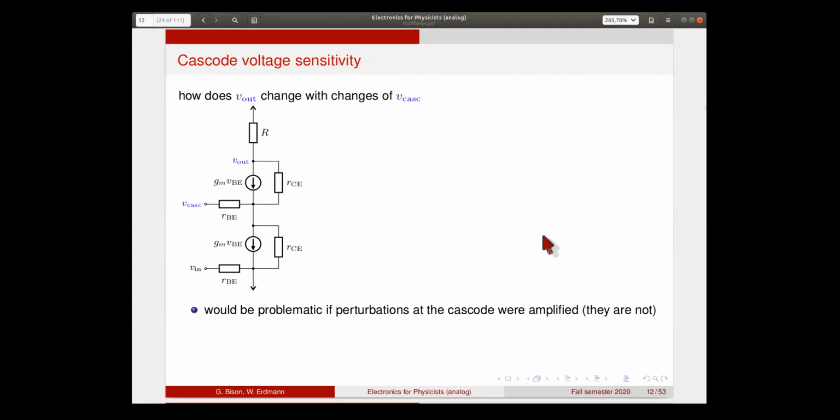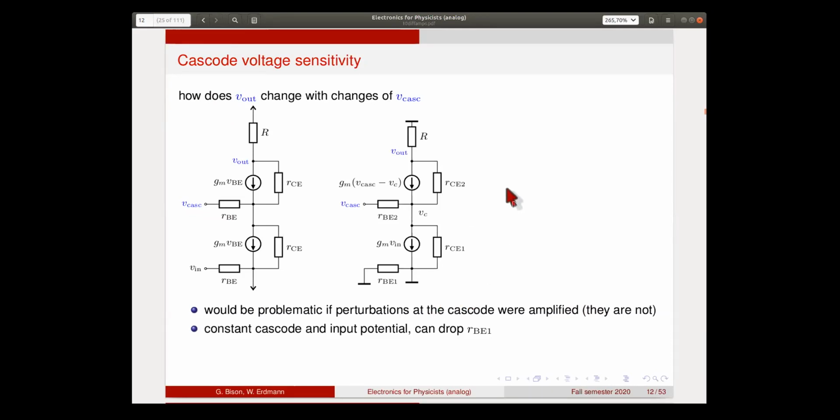Okay, another thing one may want to study is the cascode voltage sensitivity. So the question is, do we have any disadvantage from the fact that we added this transistor here? So what happens if there is something happening on this cascode voltage? There's a little bit of a vibration here, some perturbation there. Are they amplified and show up as huge signals on the output? So this we can also do in a small signal analysis. So the bottom line is that the result will be they are not.